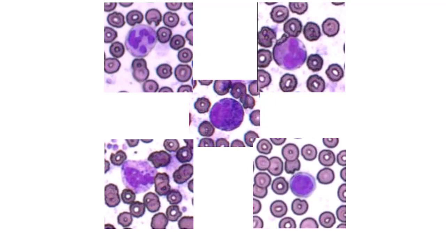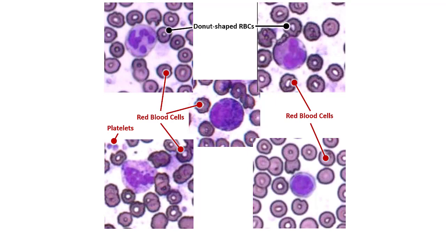First, you'll notice that the majority of cells found in the images are actually red blood cells, like those pointed out here. You'll also see platelets. They're smaller, rounded shapes, and they're typically the size of the hole in the donut-shaped red blood cells.